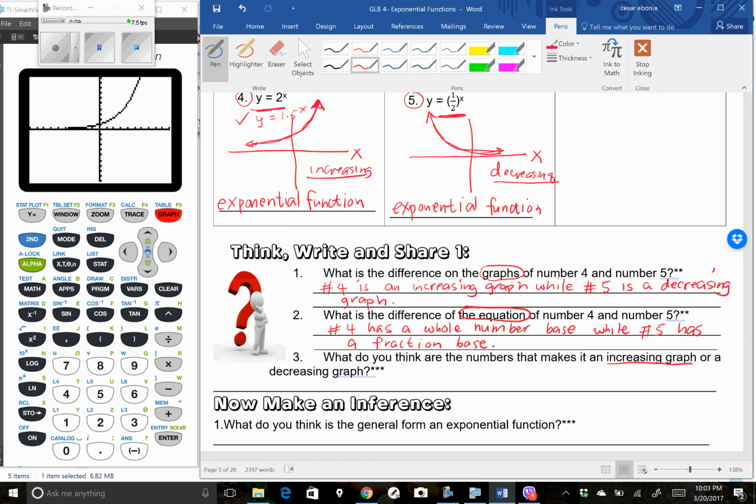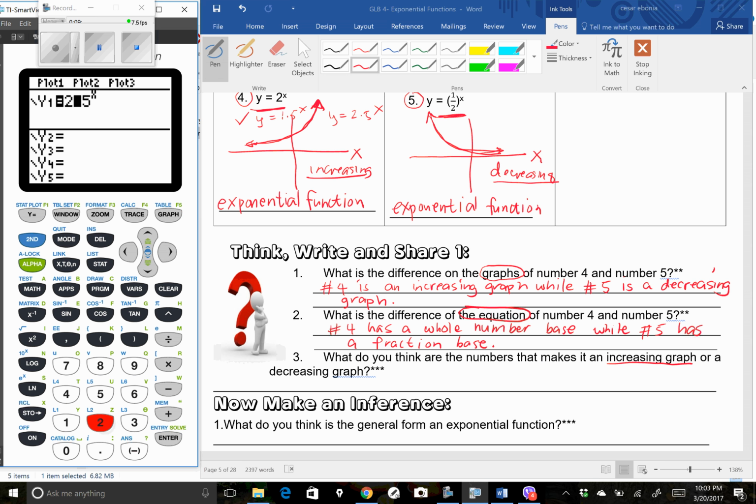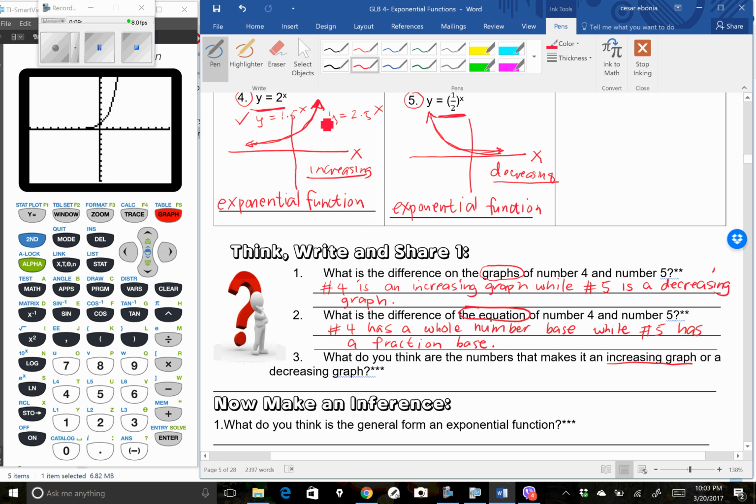What about if I put 2.5? Suppose you have y equals 2.5 to the exponent x. I would like to test not just whole numbers, but also decimals or fractions. So shall we try 2.5? So you have 2.5 and press graph. Still an increasing function.